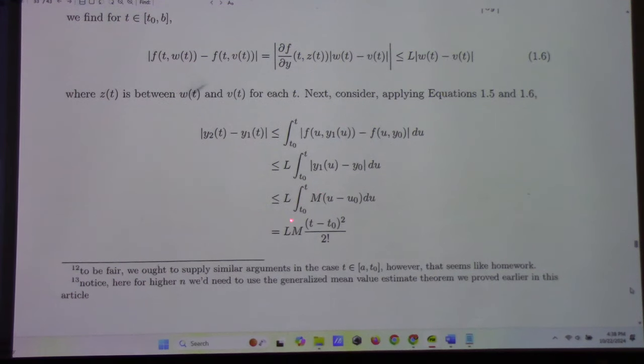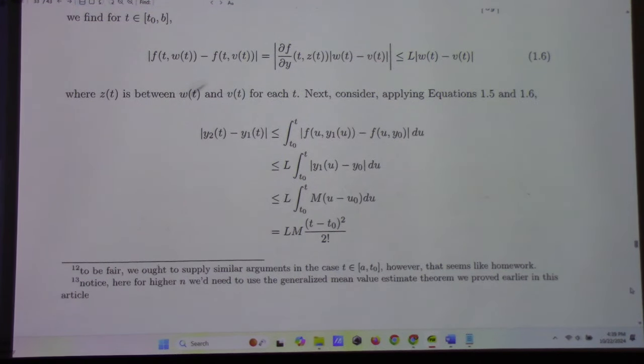And then you can pull the M out, it's constant, and you integrate u minus u naught, you get u minus, that should not be u naught. That's supposed to be t naught, right? That's a t naught. I'm a dummy. t naught, t naught. Definitely t naught. u minus t naught integrated gives me t minus t naught squared over 2 evaluated. So I get this. All right.